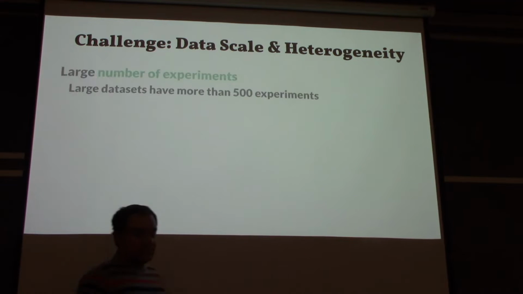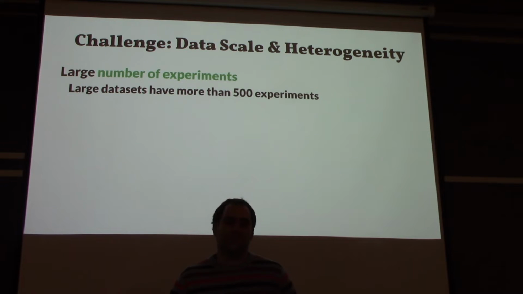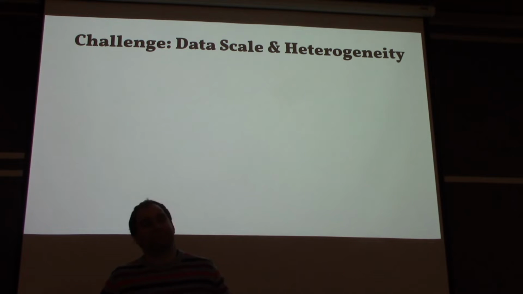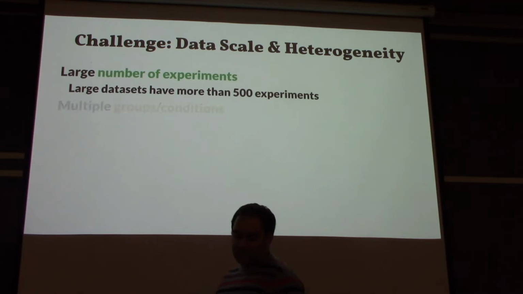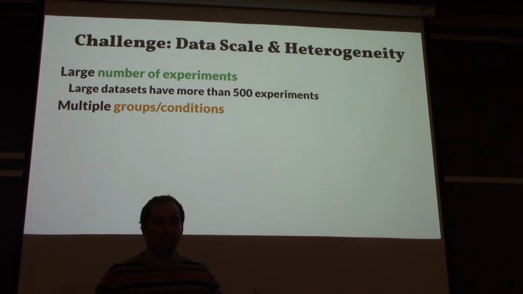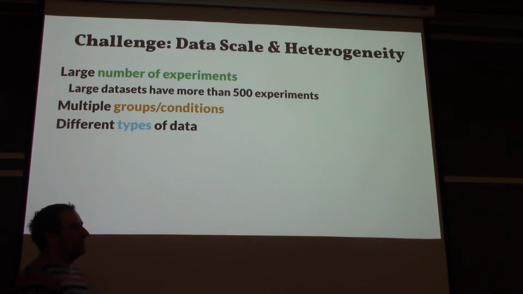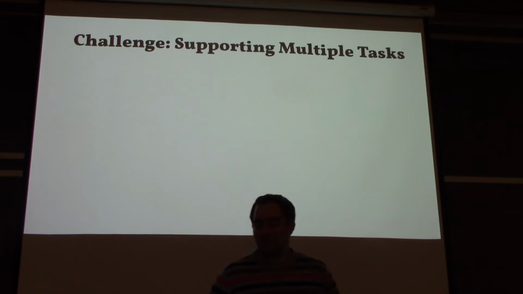So we need to be able to really deal with large numbers of experiments and large numbers of attributes. For example, in biology, large data sets nowadays have typically about 500 experiments. And then you have multiple groups and conditions. You could divide people based on their gender, based on the subtype of their disease, or based on whether they did or did not get treatment, which type of treatment they got, at what time, and so on. So these groupings and conditions are always important. And then you have different types of data: numerical data, numerical data of different scales, categorical data, ordinal data, and so on. Everything can be mapped to a node.